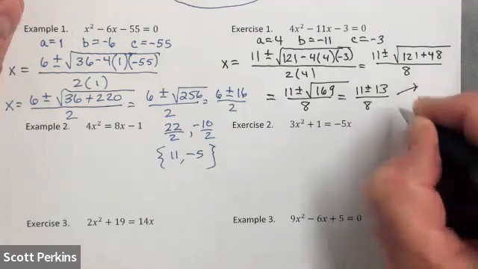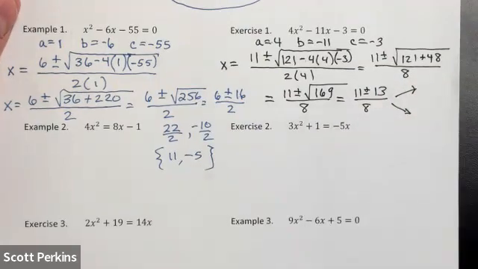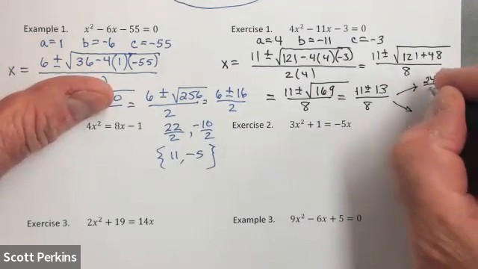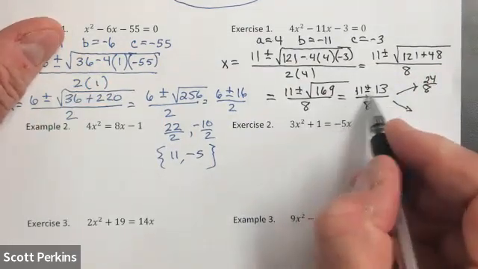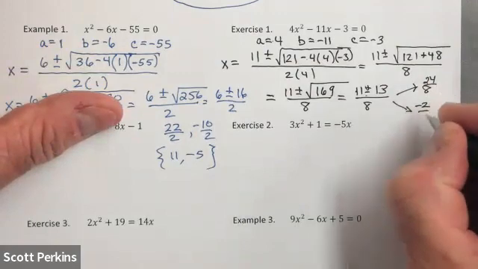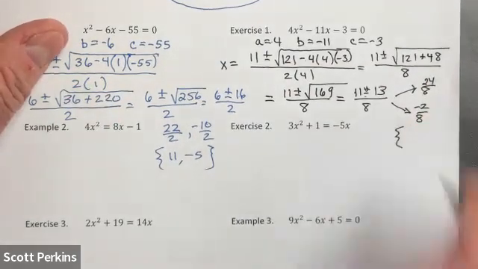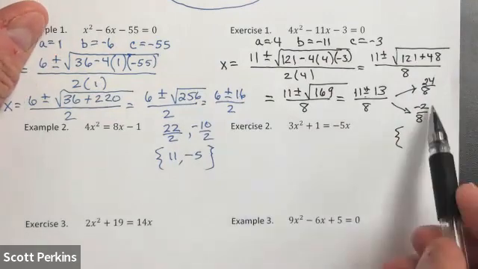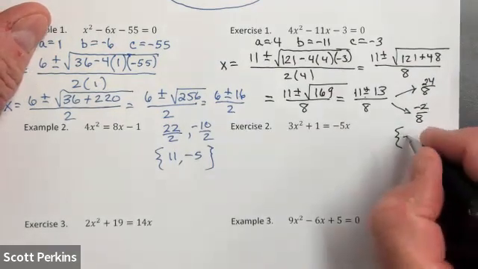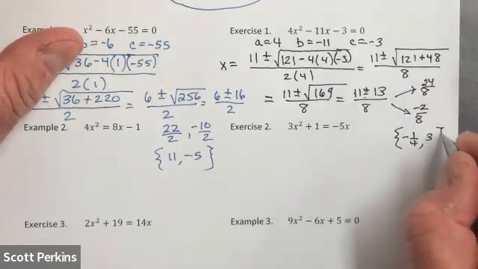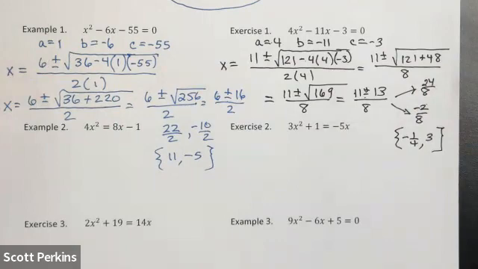And then here are my two answers. I'm just going to separate them with arrows here. 11 plus 13, that's 24 over 8. 11 minus 13 is negative 2 over 8. And that gives me the following solution set. Negative 2 over 8 reduces to negative 1/4. And then 24 over 8 reduces to 3. And there's my two solutions to that quadratic equation.